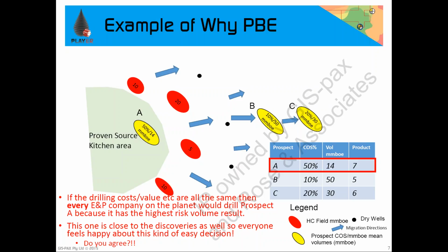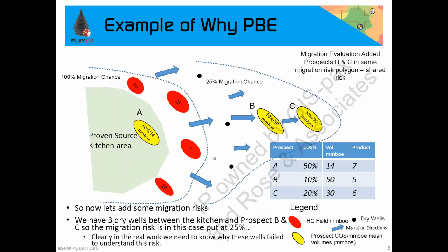And so my question to you is, is that the correct decision? So let's look at this a slightly different way. Let's now put on some migration dividers, some polygons. And on the left, where prospect A is, we have the fields and we have the source rock. And all of these fields and prospects are in the same play. That goes without saying. And obviously this area here all has proven charge. So we would expect prospect A to be in a polygon with proven charge.